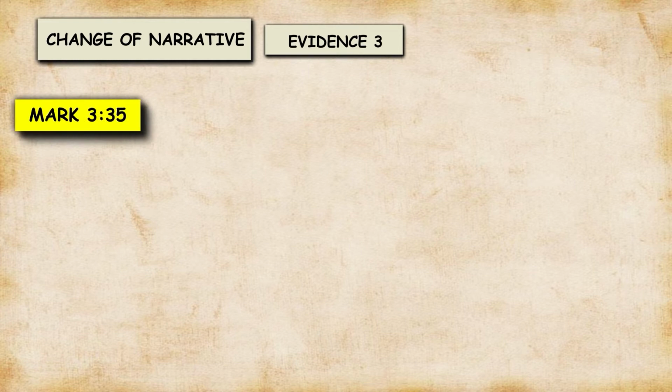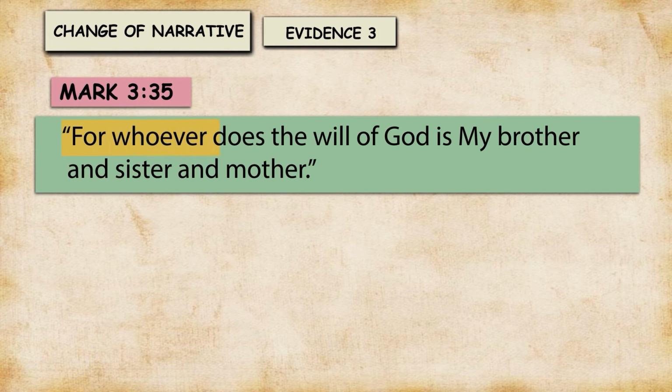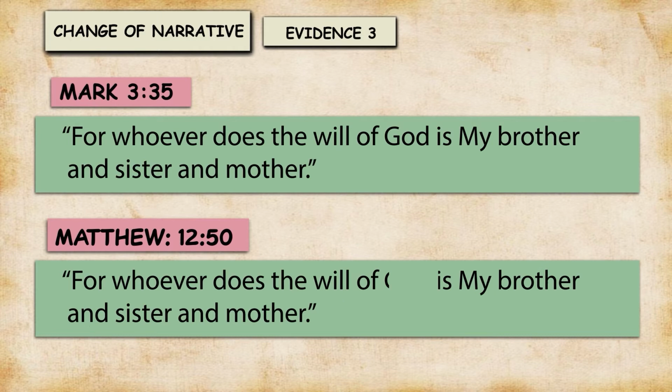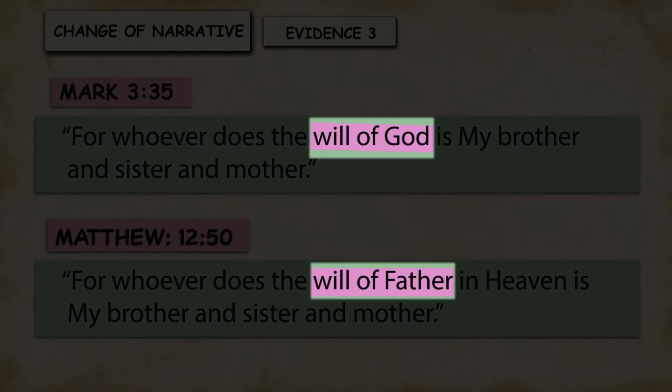Mark 3:35 versus Matthew 12:50. For whoever does the will of God is my brother and sister and mother. For whoever does the will of my Father in heaven is my brother and sister and mother. Will of God to will of my Father.